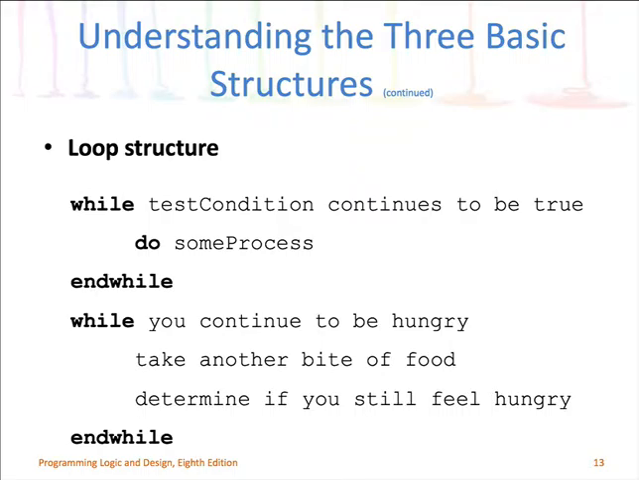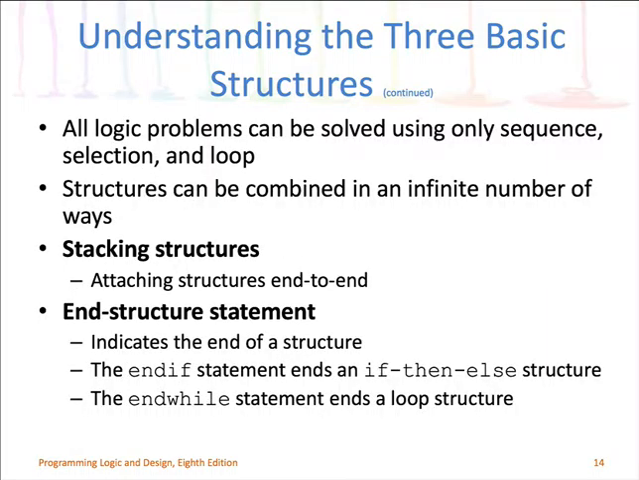So here's a couple of examples. While some condition is true, do some process. The one below has 2 steps. While you continue to be hungry, take a bite of food, determine if you're still hungry, and then, if you are hungry, keep looping. So those are 2 examples of while loops. We put the while, then the condition, then we have the keyword do, and then we have whatever steps we need to take. And then at the bottom of the loop, we have the end while statement.